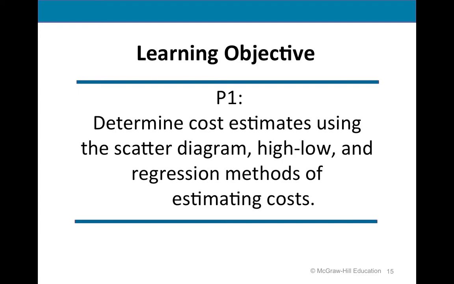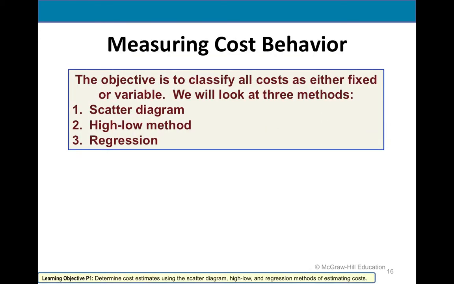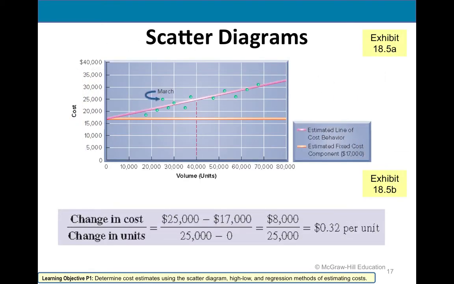The big thing we're talking about today is determining cost estimates: scatter diagram, high-low, and regression method. The big thing is how we're going to estimate costs. One way is to use a scattergram or scatter diagram. Take the change in cost and the change in units: how much do our costs start at and where do they end? Same with the units. We obviously start at 0, now 25,000. So here we estimate the cost should be about 32 cents per unit.